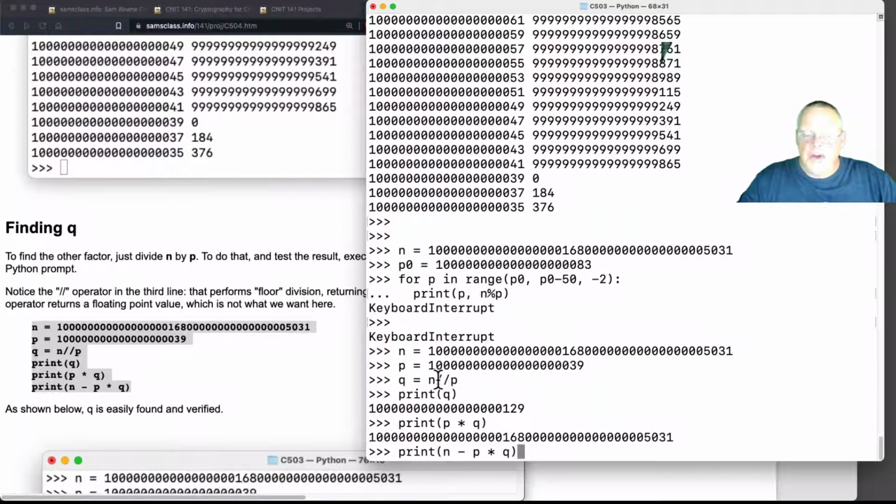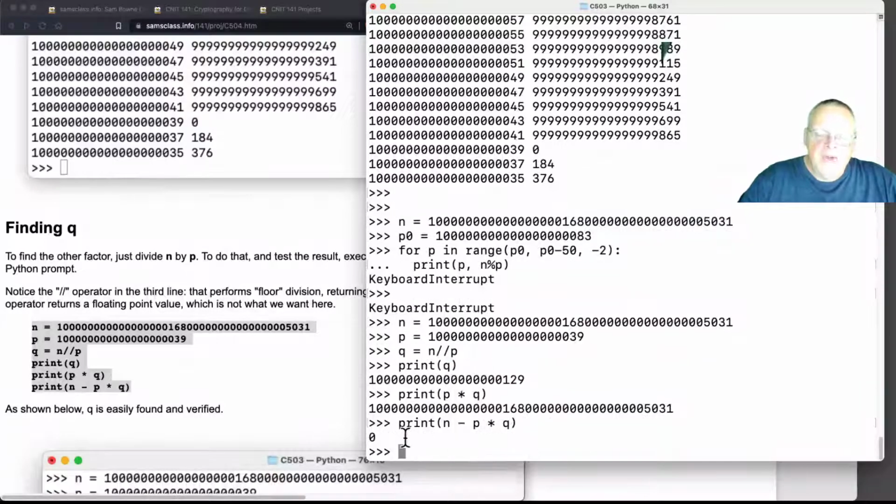So q is n over p, and as someone put in chat, you use 2 slashes here. If you used a single slash, it would go to floating point mathematics, which is approximate, and that's not what we want. 2 slashes will do so-called floor division. It will divide by it, and if it's not an even number, it will round it down to the integer below that. So the end result is an integer. And so I get q. However, that means it's possible, if this didn't really make an even division, my q might be wrong, so I like to check it by printing p times q and n minus p times q to make sure that it really is 0. And so it really is 0.